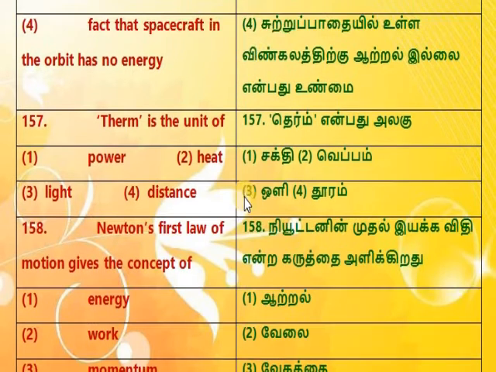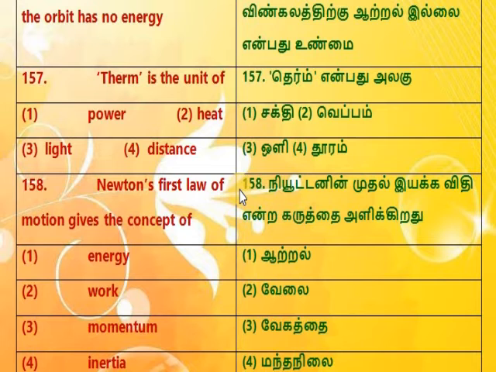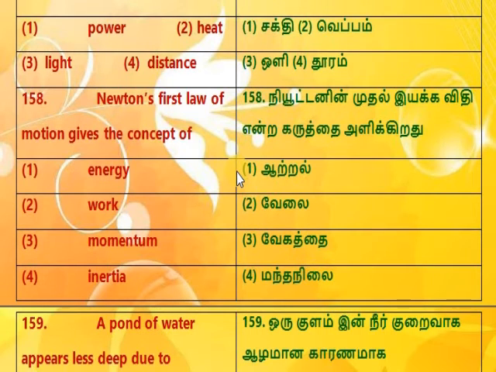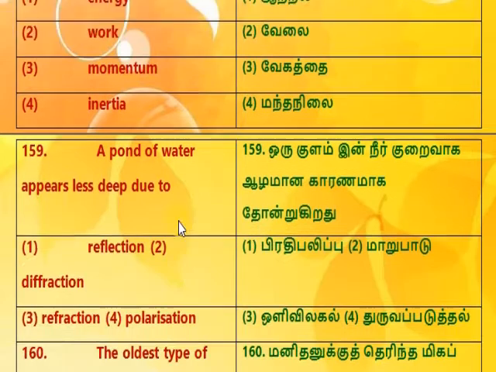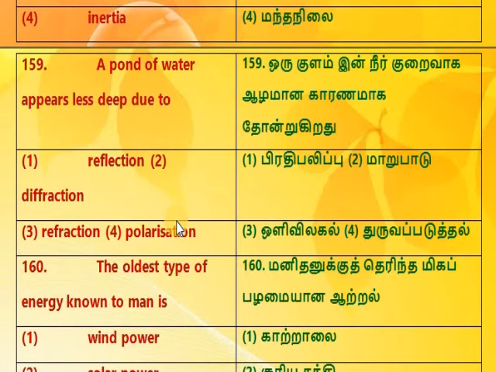157. Therm is the unit of 1. Power. 2. Heat. 3. Light. 4. Distance. 158. Newton's first law of motion gives the concept of 1. Energy. 2. Work. 3. Momentum. 4. Inertia.